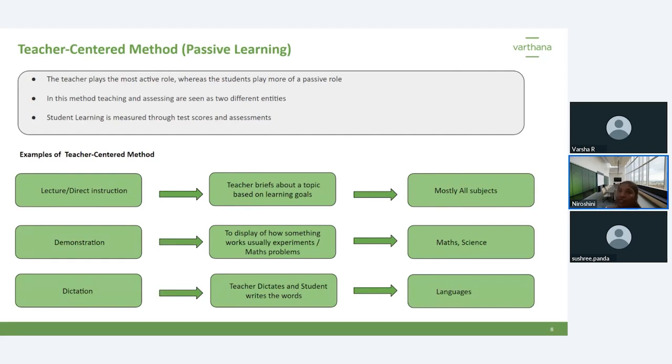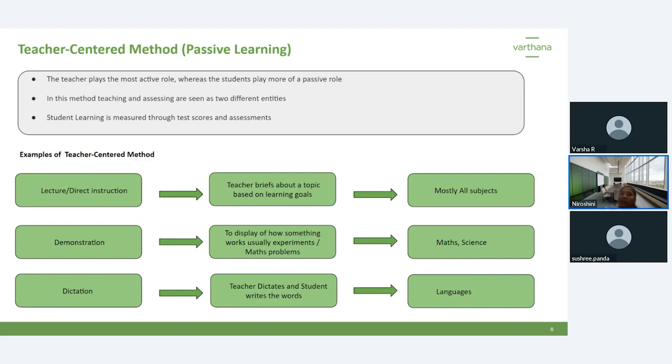That's why we call it the passive learning method, where the teacher is predominantly active throughout the class, and students, being passive listeners, get instruction from the teachers and proceed.